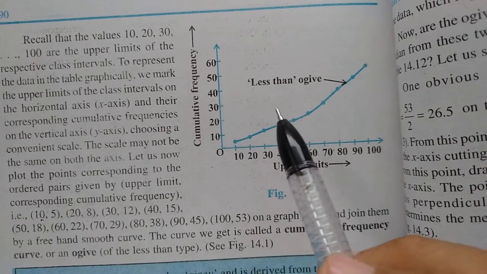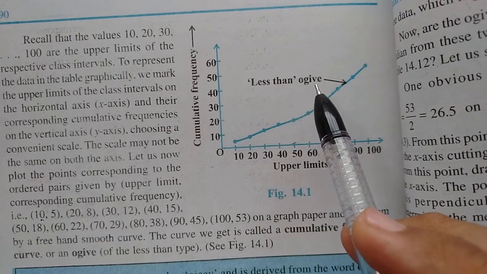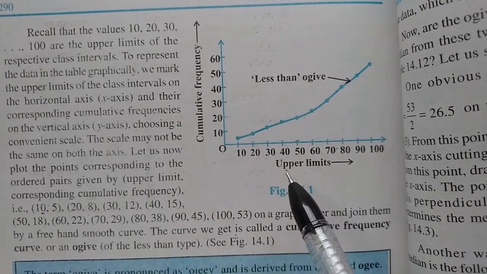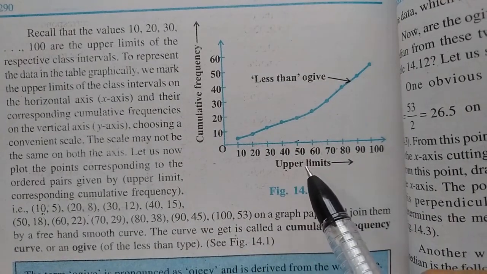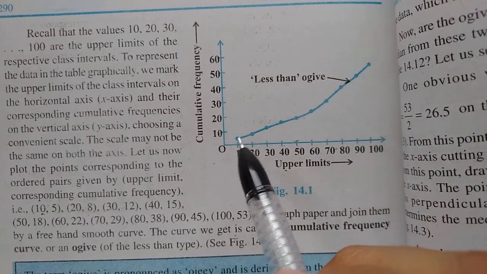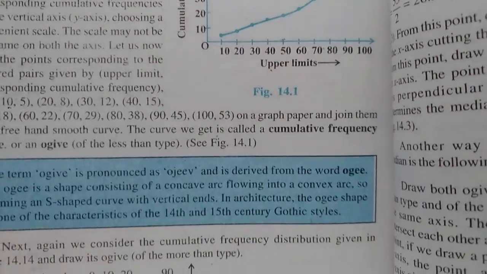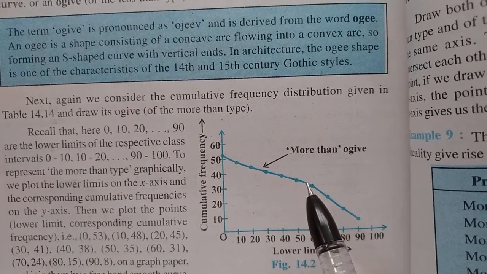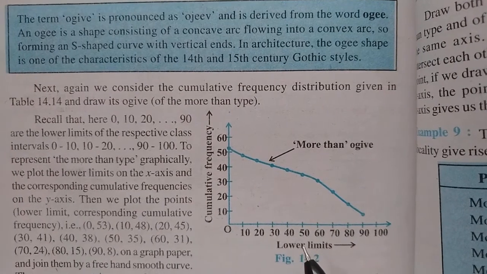So free hand we are getting this shape. So this is known as less than ogive. Here we have taken, children, upper limit, less than type graph. Now children, in exactly a similar way here we have more than type graph, but we will take lower limit.